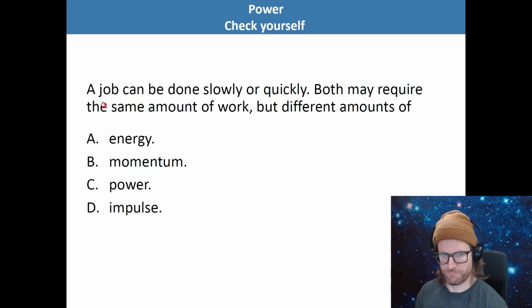All right, let's check ourselves. A job can be done slowly or quickly. Both may require the same amount of work, but different amounts of energy? Well, they said the same amount of work, so that's the same energy. Momentum and impulse have nothing to do with it, so the answer is power.